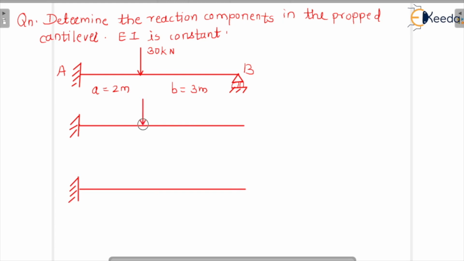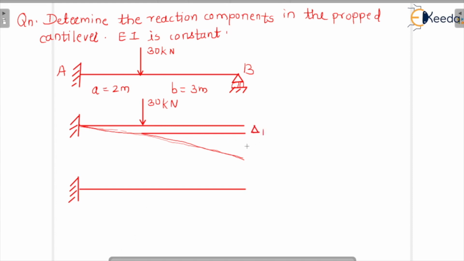So because of the load, obviously it will bend like this. It will deflect. So let's draw a deflected shape. It will be a smooth curve. So it will deflect like this. Now here this is 30 kilonewton. So exactly below the load, we can call this particular distance delta 1.